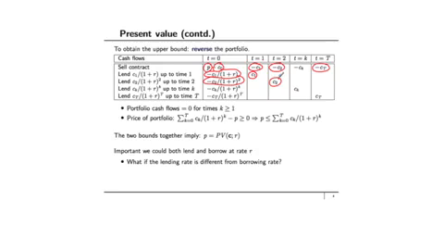Again, if you notice, what we have done here is constructed a portfolio such that its future cash flows are going to be equal to 0, or more weakly, greater than or equal to 0, because everything cancels out.